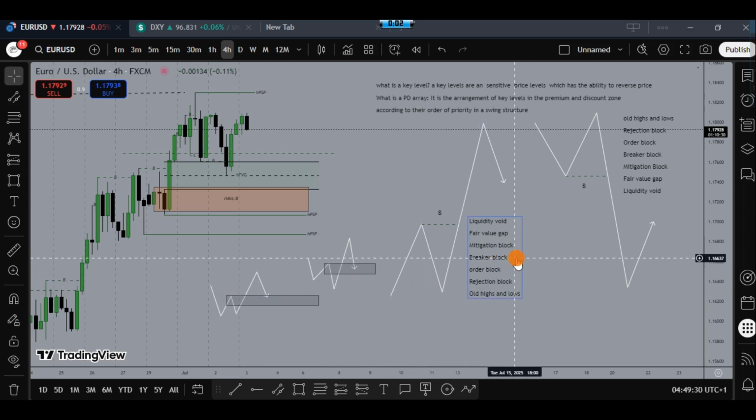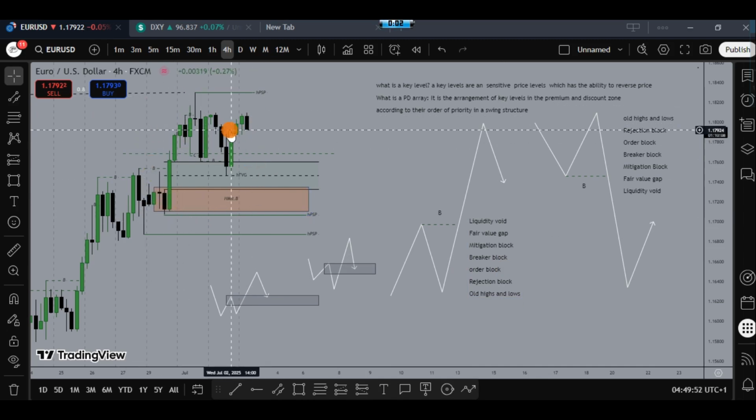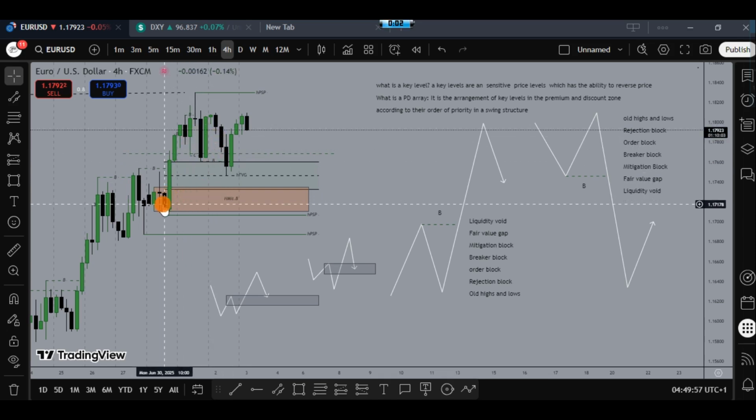Since there is no breaker block, there's no need for one. If there is a mitigation block, there will not be a breaker block. One of these two will be used instead of the other. So after the mitigation block, now I jump to the order block. An order block is the last sell candle before a buy move. This is a bullish market structure, so for a bullish market structure, in a buy model, the order block has to be a sell candle. For a sell model, the order block has to be a bullish candle.